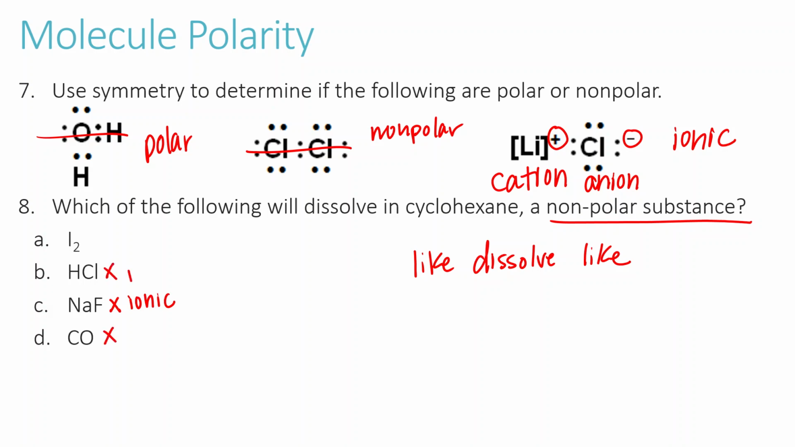CO and HCl are both going to be polar, and I know that because those are just two atoms and they're different atoms, so they're going to have different electronegativity values. I2 is going to have two identical atoms, which means no electronegativity difference. So the one that will dissolve in hexane is going to be I2.